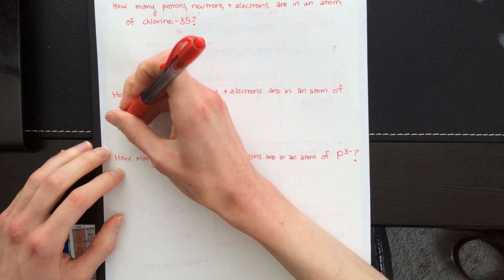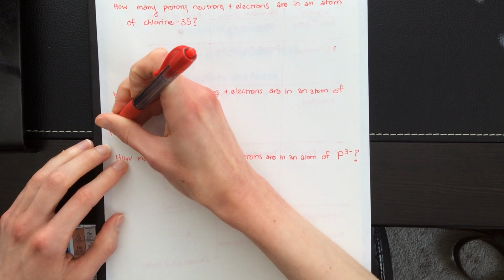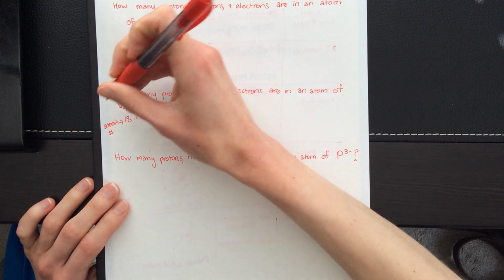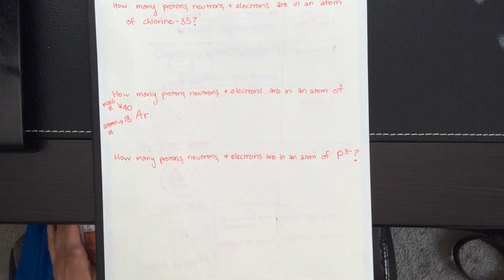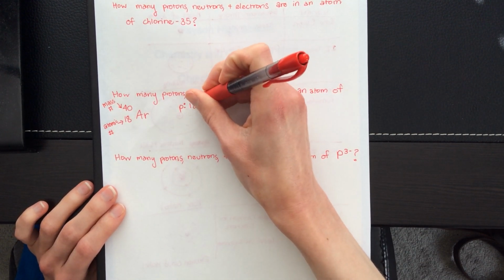We got two numbers here. Remember, this bottom number is the atomic number. That's the number of protons in an atom. This big number up here, this is the mass number, and it is the protons plus the neutrons. So we already know that there's 18 protons.